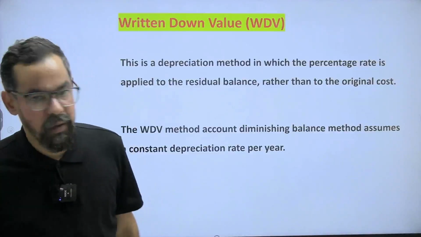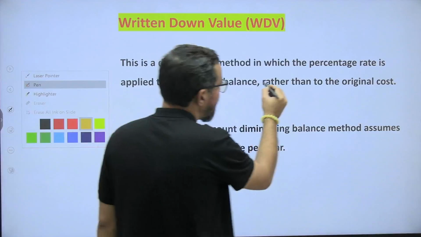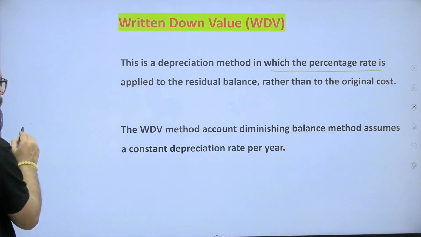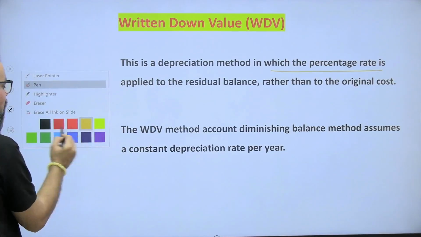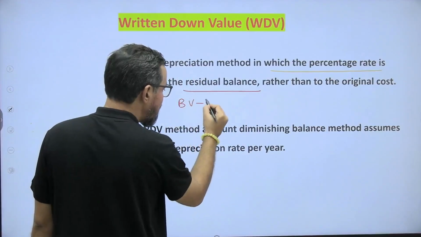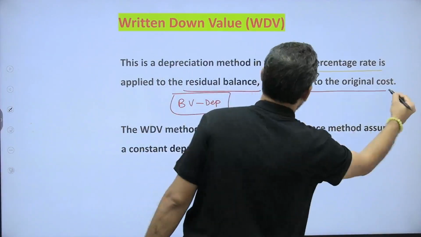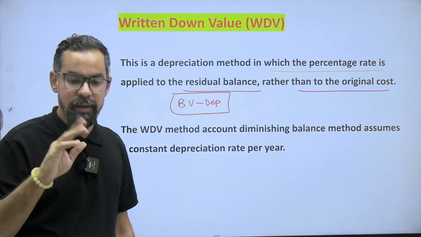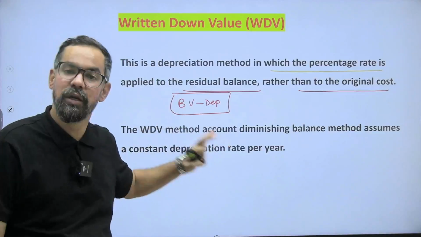Now let's go through the fundamental aspect of this particular topic, right? This is the depreciation method in which a percentage rate is applied to the residual balance. Residual balance is the book value at the beginning minus depreciation of the year, rather than the original cost, as we do in the straight line method. In straight line method, we have to minus the salvage value. Here you do not have to consider the salvage value also.